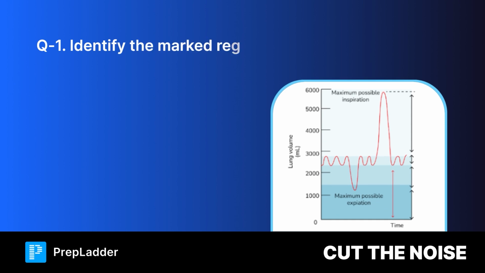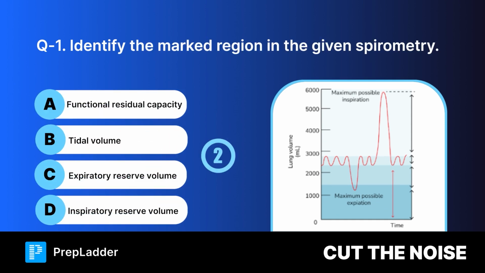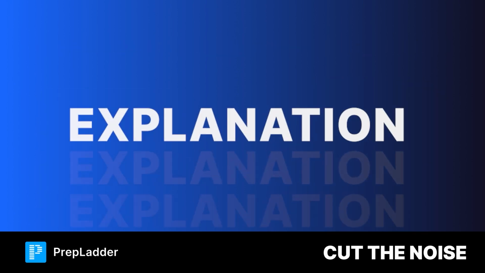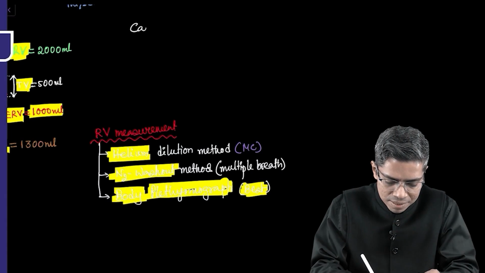Question 1. Identify the marked region in the given spirometry. Your options are listed, and the correct answer is functional residual capacity. Here's the explanation. Lung capacities.